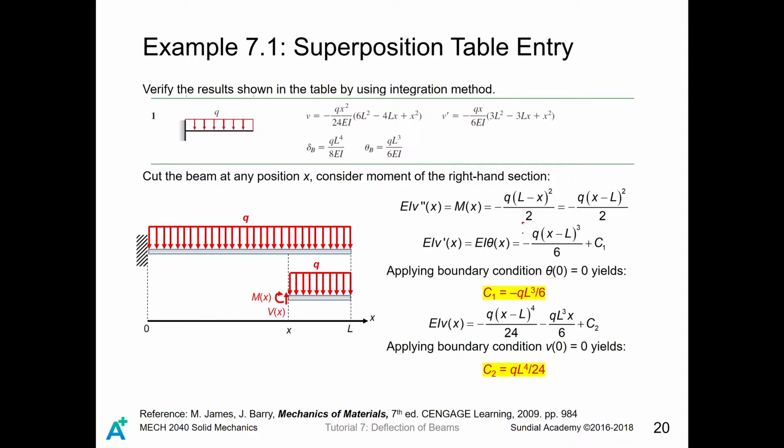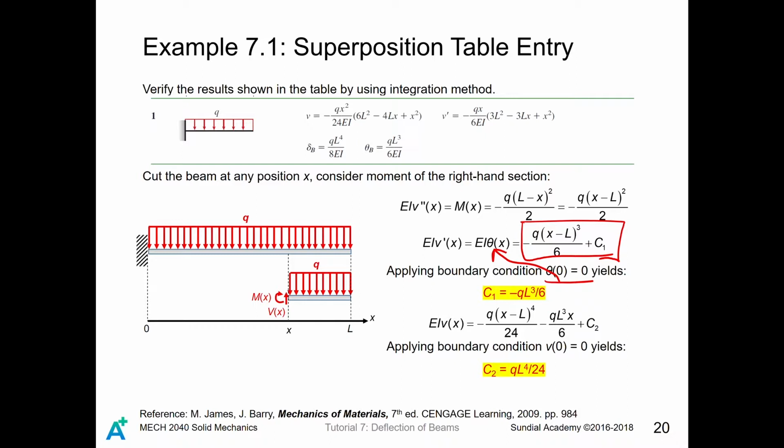EI theta of x now becomes something like this. Notice that we have an additional C1 after integration. However, if you apply boundary conditions, such as theta 0 equals 0, this boundary condition means that the angle of rotation at the fixed end equals 0. Then you apply it into this equation, and you can find the value of C1, which is minus QL cubed divided by 6.